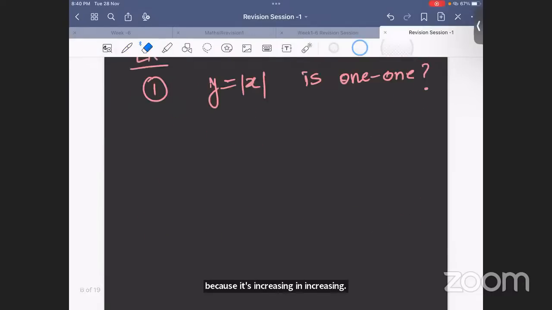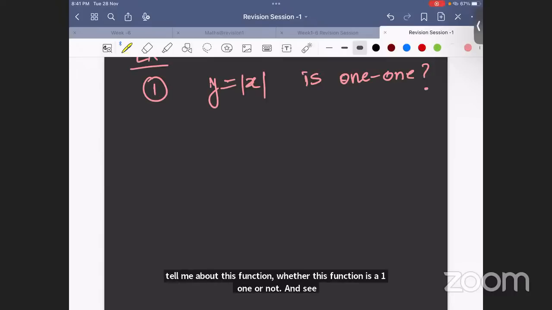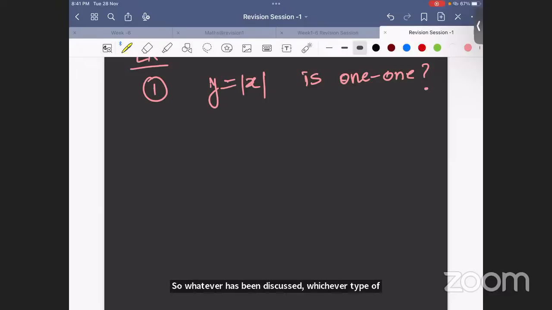Tell me about this function, whether this function is 1-1 or not. See, sir, any function that you will get in the exam won't be a difficult function, that I can assure you, after going through the whole paper thoroughly. Whichever type of function has been discussed in the lecture, if you know about those functions, you will be able to solve all the questions. There won't be any difficult function that you haven't seen earlier.